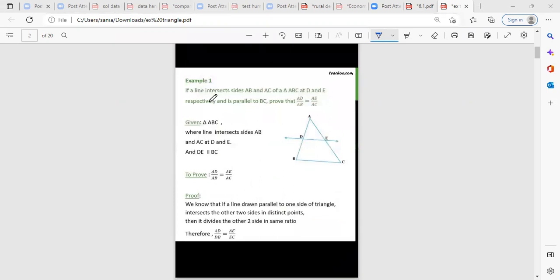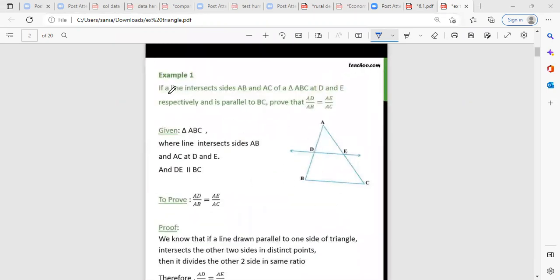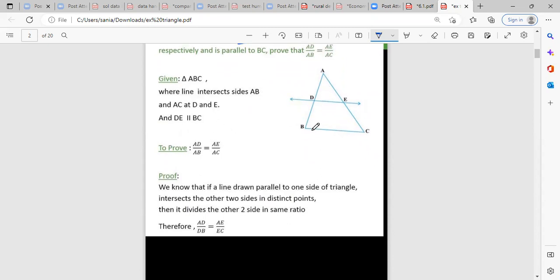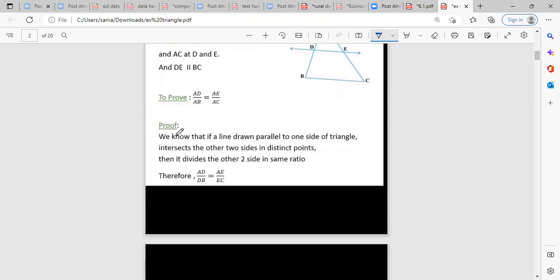Okay, so let's just start with example number 1. If a line intersects sides AB and AC of a triangle respectively and is parallel to BC, you have to prove this one. We did this, right? So over here, given is triangle ABC and these lines are given. Then you have to prove that AD divided by DB equals AE divided by EC. I hope you remember, right? So the proof is: we know that a line drawn parallel to one side of a triangle intersecting the other two sides at distinct points divides the other two sides in the same ratio. Therefore, this is equal to this.